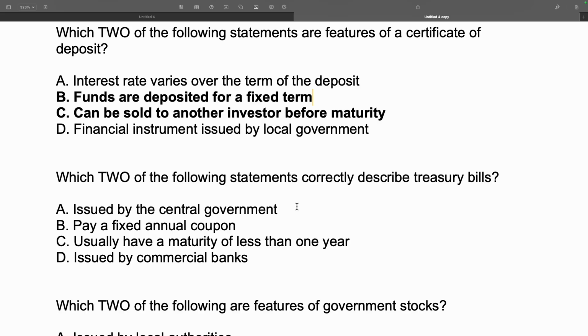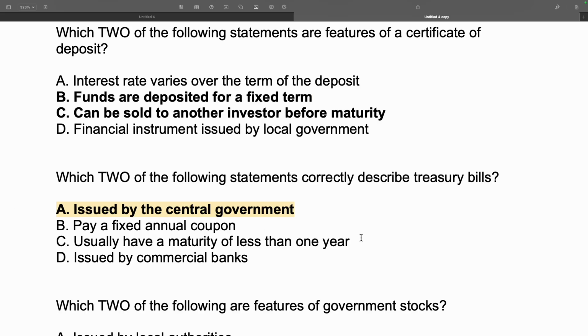Which two of the following statements correctly describe treasury bill? So remember treasury bill? Give me the answer, guys. So in this case, it's going to be A, C. Is it A, C, guys? Just double check. Issued by central government? Yes. Okay. Yes. The answer is issued by central government. Correct.